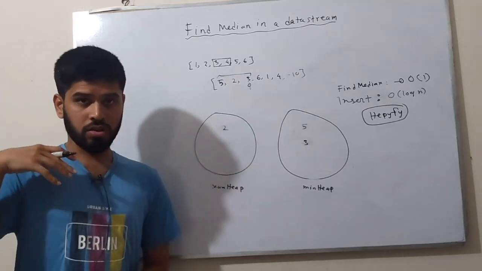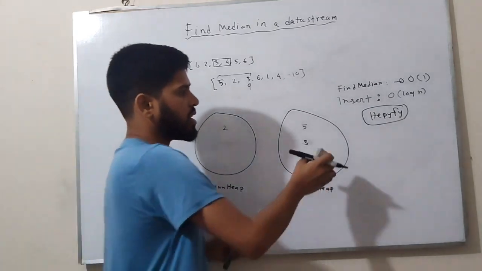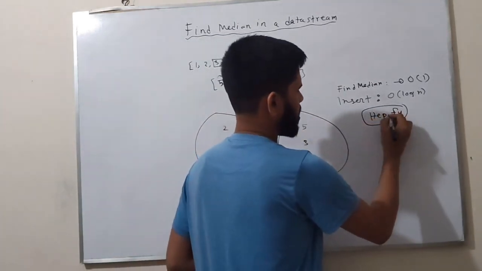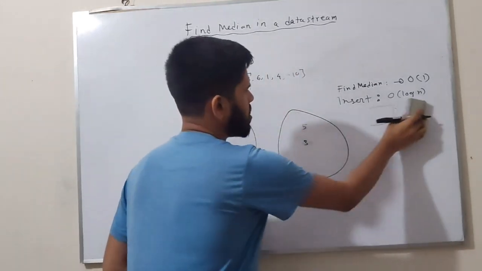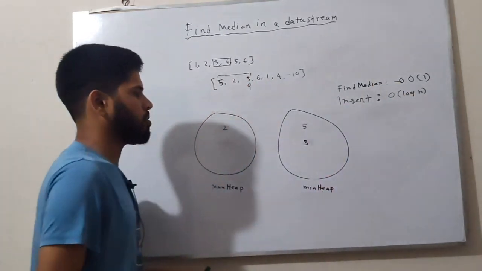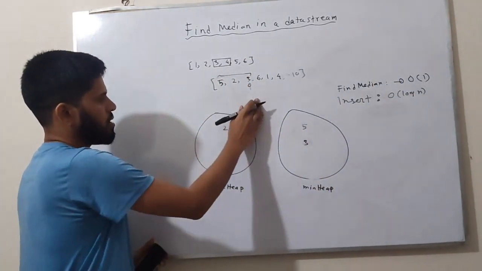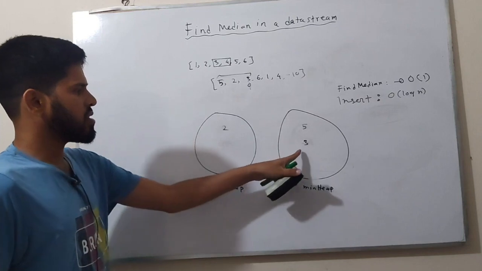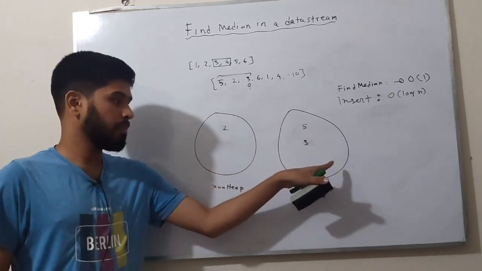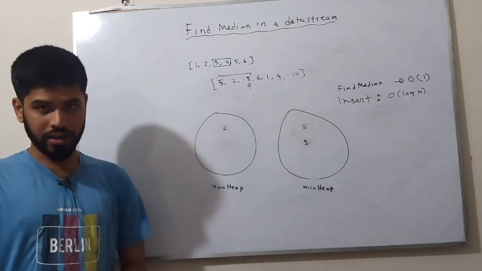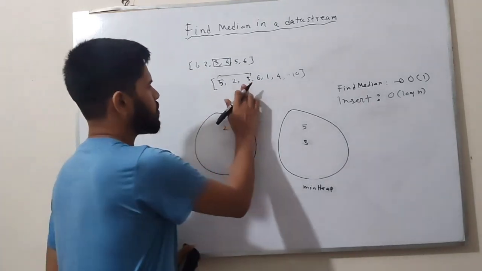Here heapify. Maybe this is not the right pronunciation. Anyway, heapify will take logarithmic time complexity. So if we ask what is the median? Median is 3, the minimum from the right. Okay. Let's move forward.